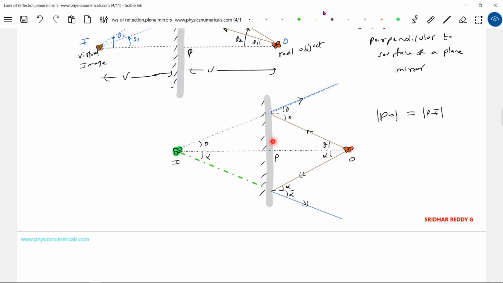So what is the plane mirror? For a real object, it forms a virtual image. And what is the condition? The object distance must be equal to the image distance. There's one very, very fundamental thing: all object and image distances are measured normal to the surface of a plane mirror.